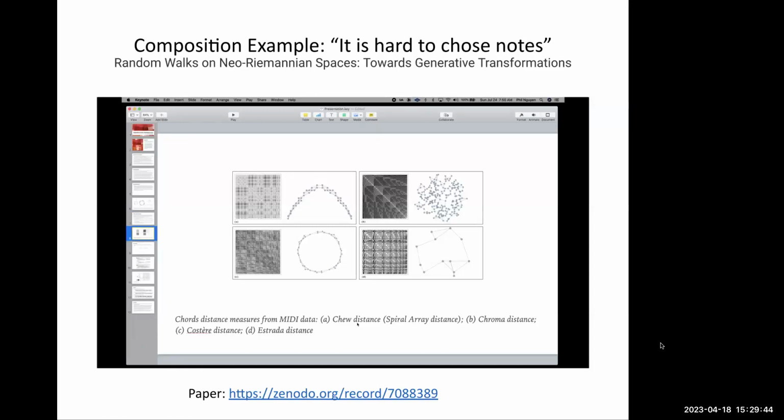Here we have distance matrices computed on, I think, a piece by Rachmaninoff using different distance measures. The graph is a nearest neighbor graph, which was generated from the distance matrix. On A, you have the true distance, the spiral array distance, the chroma distance in B, Costère distance in C, and the Estrada distance in D. You see that depending on the distance measure you use, things are pretty different.